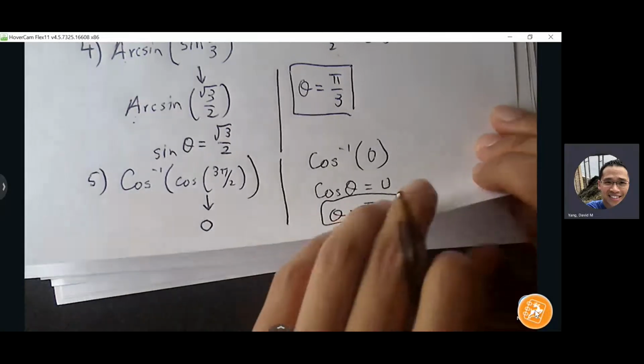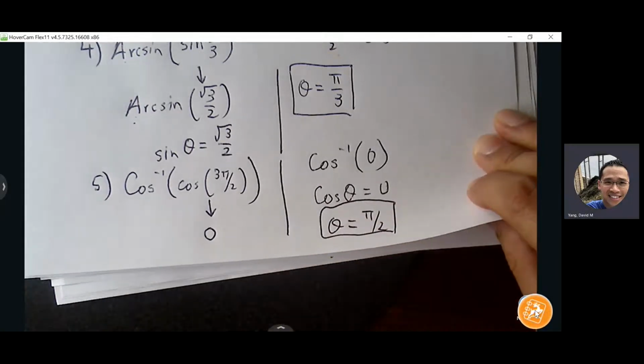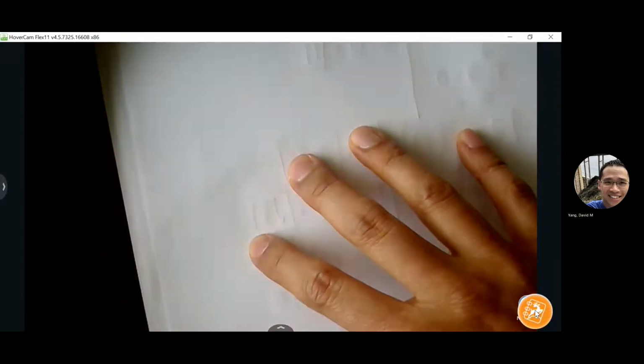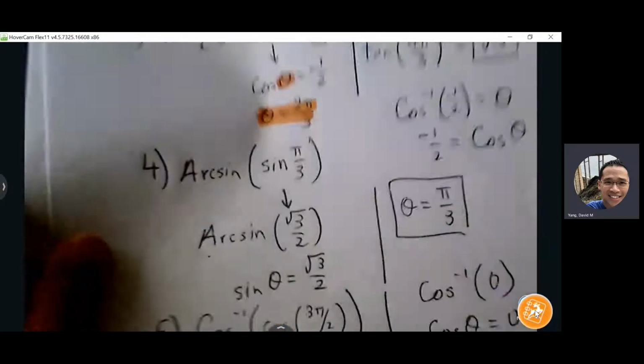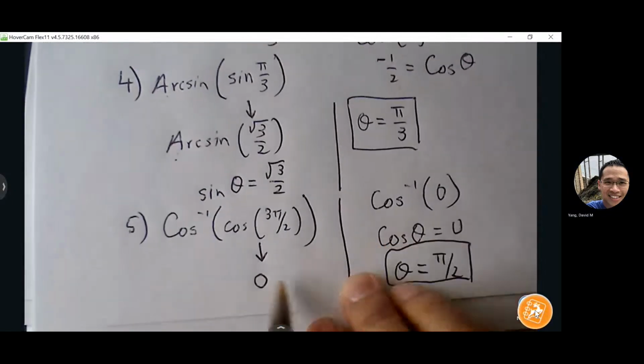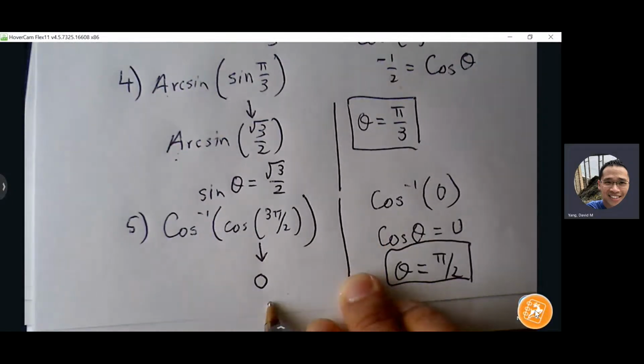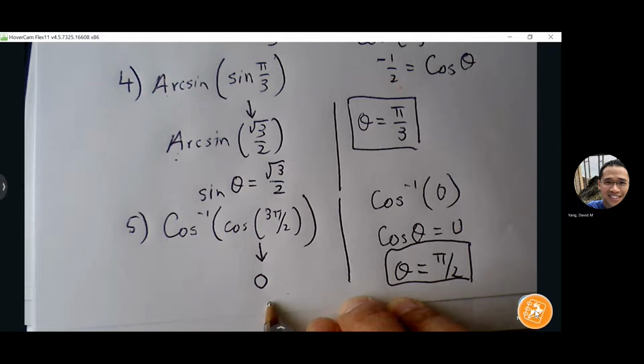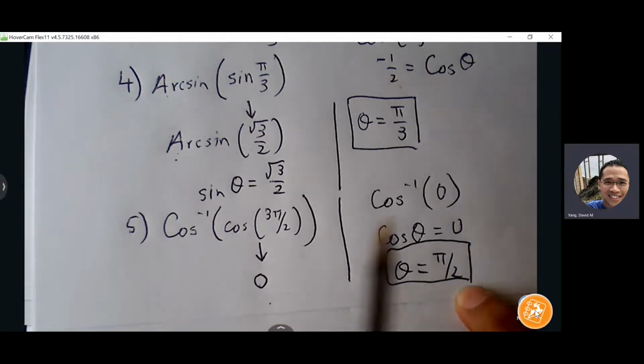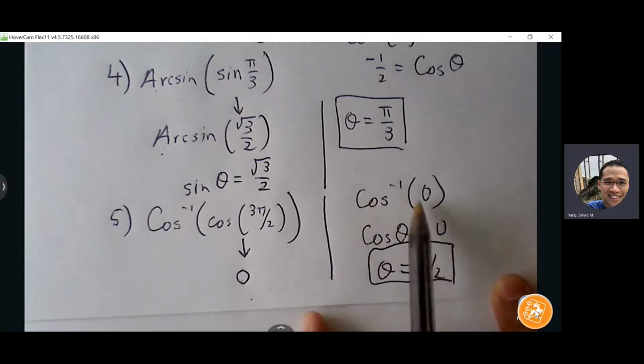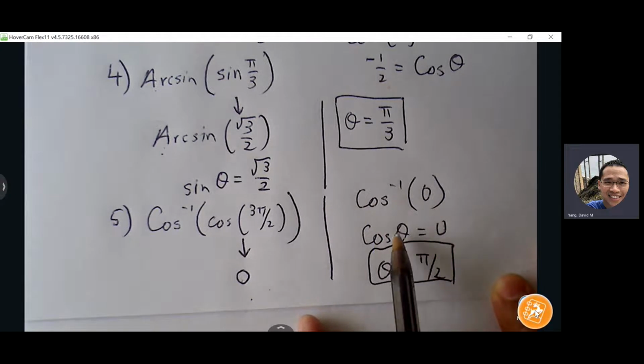Okay. 6. Cosine 3 pi over 2 is 0. Yes, cosine 3 pi over 2 is 0. But then we're turning around and asking, what's the inverse cosine of 0? In other words, cosine of what angle measure is equal to 0, and that radian measure is pi over 2.